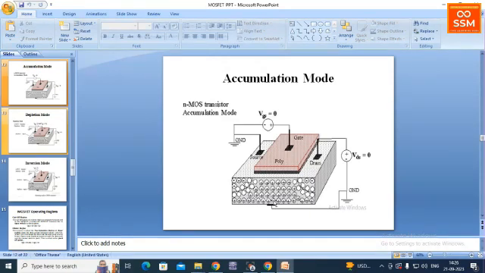In this mode there is no current flow, since no electrons from the source and the drain are going to move. They remain in the idle position, since we are not providing any VGS or VDS voltage across this transistor.